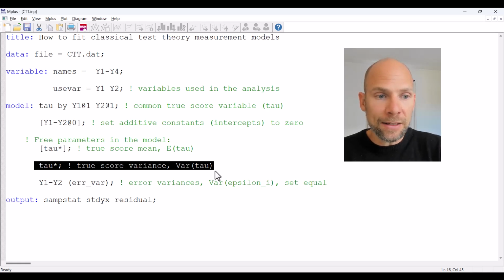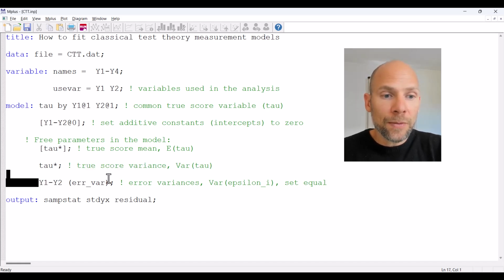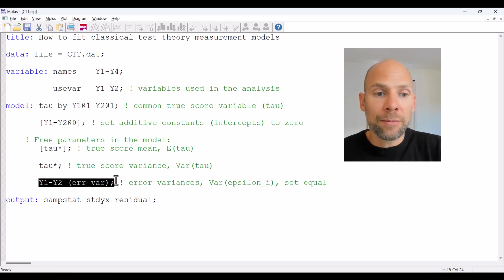And that's the last command here in the model statement, y1 through y2, and a label in parentheses, r var, so error variance, and shows that label. What that does is it allows the error variances to be estimated. However, they have to be set equal. They have to be estimated to be the same for y1 and y2, which is another implication of the strictly tau parallel model of classical test theory.